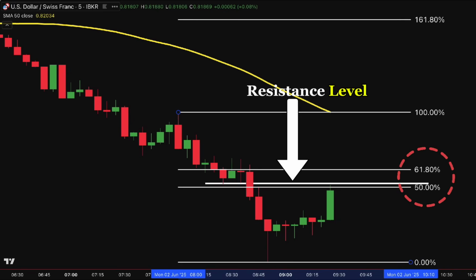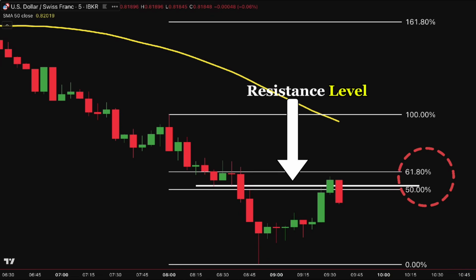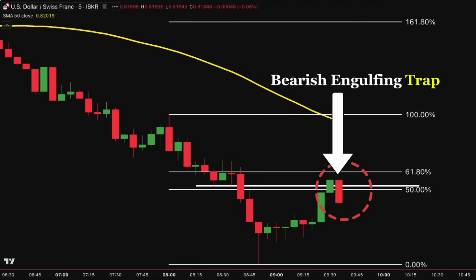What's missing? A signal, and here it comes, right inside the golden zone, and at our resistance level we get a clear engulfing trap pattern. This trap forms at a key resistance level. It aligns with the Fibonacci golden zone, and it confirms that smart money is stepping in to reverse the pullback. This setup checks all the boxes. The trend is clearly down, the level, a broken support turned resistance, lines up perfectly with the Fibonacci golden zone, and right at that spot we get our signal, a clean engulfing trap. Everything aligns for a high probability trade.